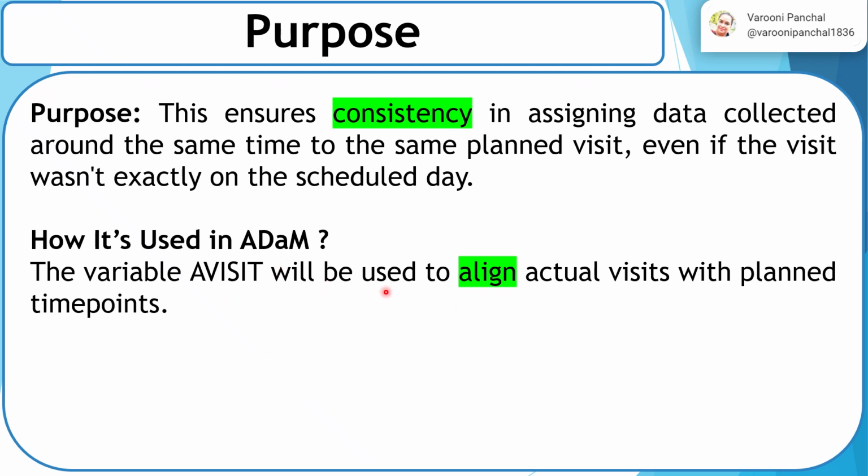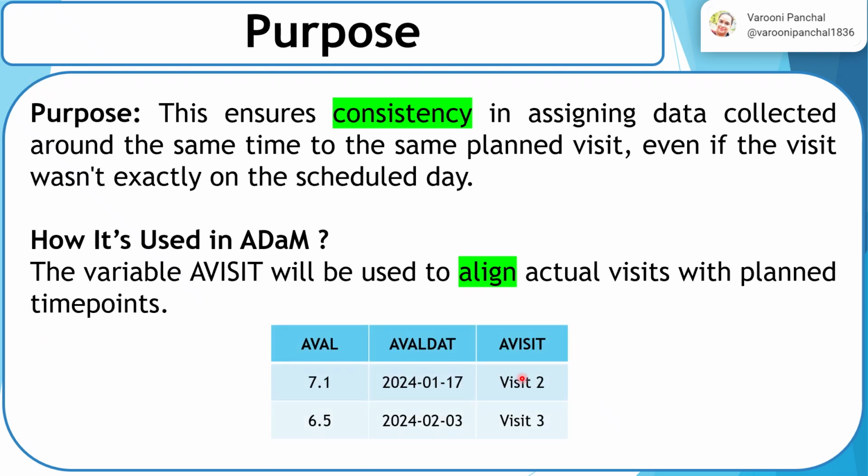Now, how is it used in ADaM? The variable AVISIT will be used to align actual visits with planned time points. In the AVISIT ADaM dataset, those visit windowing ranges will be applied, and specific unscheduled visits will be aligned to the actual visits that were planned in the time plan in the window frame. Say, for example, I have this eval date, 17th of Jan 2024. Visit 2's time point is 7.1 and visit 3 is 6.4. So we'll use this example, and this is the AVISIT variable in the ADaM dataset.